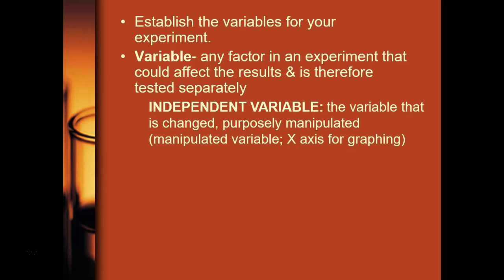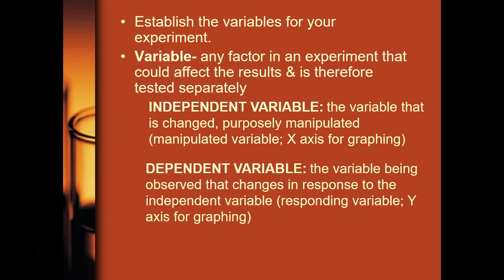Your independent variable, this is the one that you are purposefully changing. This is your manipulated variable. So in the case of my drug trial, do they get the placebo or do they get the real drug? That is my independent variable. That is what I'm purposefully changing between my control group and my experimental group.